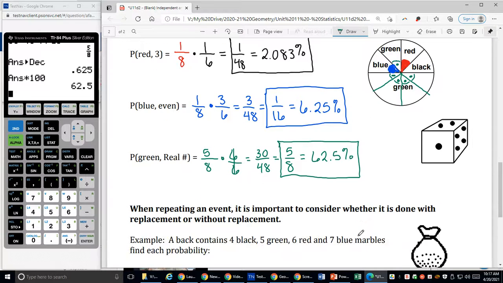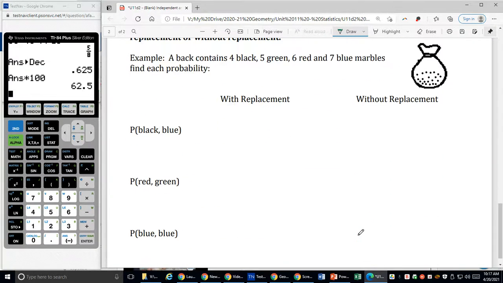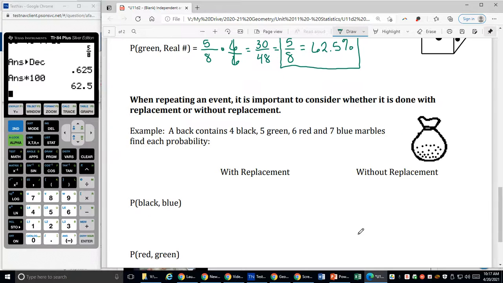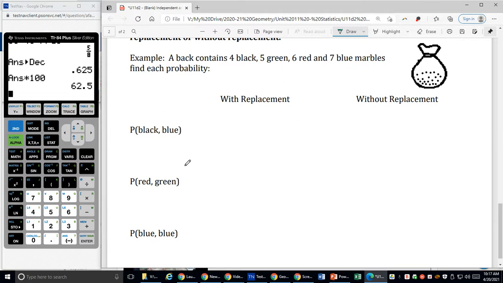Okay? All right, in the next video, we're going to finish out looking at this bag of marbles, and we're going to talk about the difference between with replacement and without replacement and what kind of an impact that can have on probability. So come on back for these last few examples.